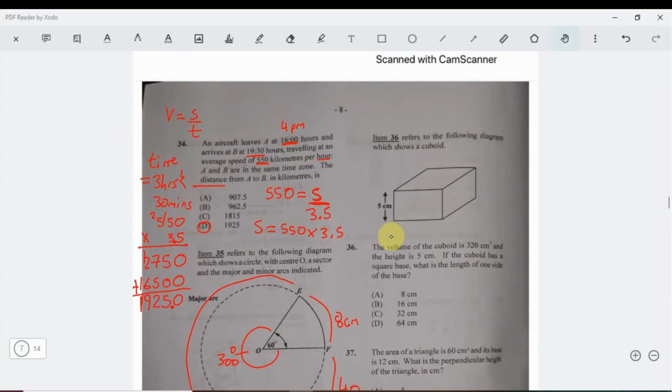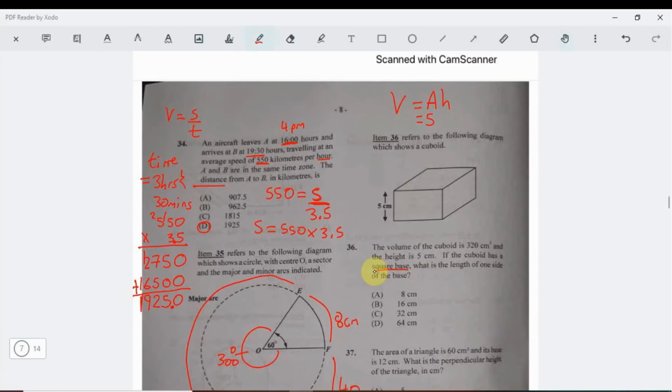Alright, question 36. It says the volume of a cuboid is 320 centimeters cubed and the height is 5. If the cuboid has a square base, what is the length of one side of the base? So volume of the cuboid is area of the cross section multiplied by the height. Now they give us the height, which is 5, and they tell us the cross section is a square base.